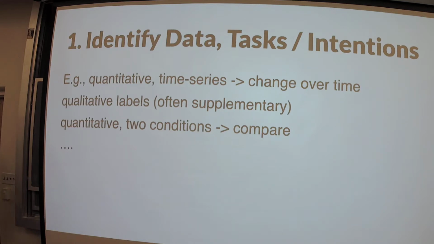If you have qualitative labels, that is often a supplementary piece of information that brings in context. If you have quantitative data in two conditions, somehow separated or color highlighted, then you probably want to compare. When I talk about identifying data, recall the lecture: we had high level qualitative versus quantitative data. We distinguish between interval, ratio, and ordinal data in addition to that. And then you should, of course, also think about what the labels are, what the independent variables are, what the dependent variables are, and so on.